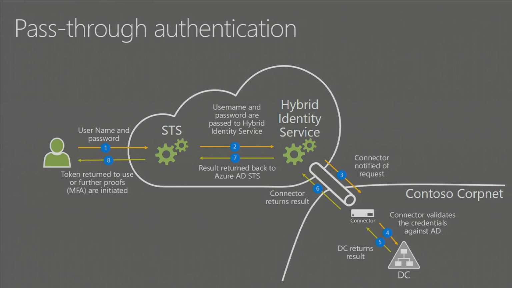The STS then says, cool, if everything worked well, you get a token. At this point, you have satisfied the password requirements. And you can now go and do MFA. If an application requires MFA, or if you've got Azure MFA enabled for all applications, you would do MFA at this point. All right? And that's kind of how pass-through auth works in a nutshell.